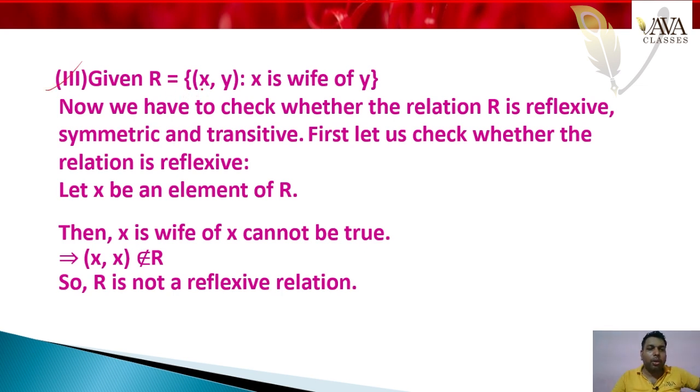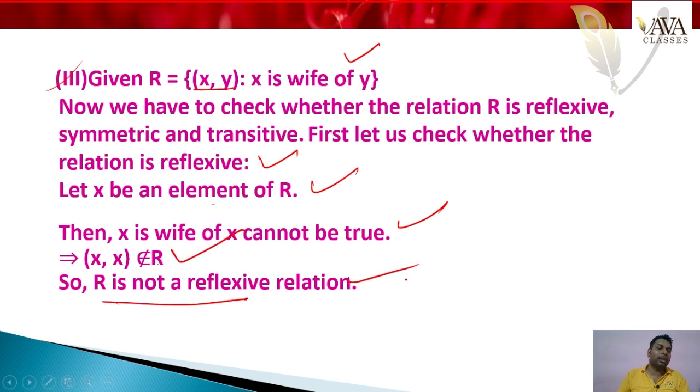Given R equals the ordered pair (x, y) such that x is the wife of y. Now we have to check whether the relation R is reflexive, symmetric, and transitive. First, let us check whether the relation is reflexive or not. Let x be an element. Then x is the wife of x. It cannot be true. So (x, x) does not belong to R. So R is not a reflexive relation.